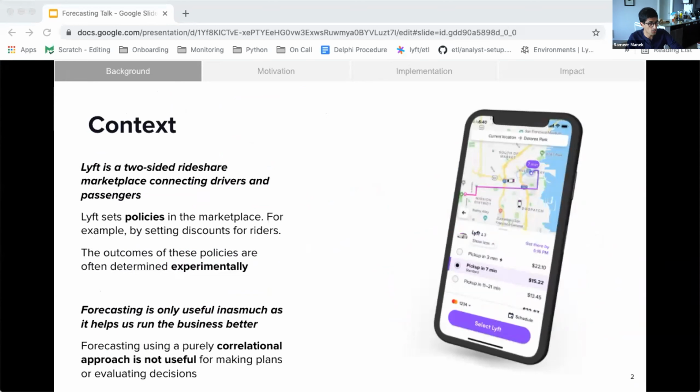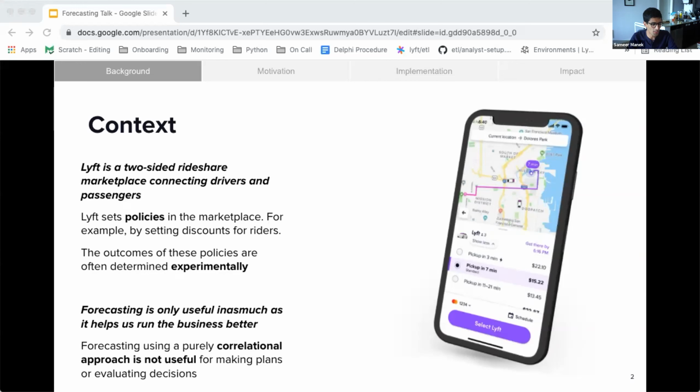Lyft is a two-sided rideshare marketplace focused on connecting drivers and passengers. In order to make the marketplace more efficient, we set a set of policies within the marketplace. For example, things like discounts for riders or additional incentives for drivers. And in general, these policies are determined experimentally. So we have a good causal understanding about the relationship of setting driver incentives to incremental driver hours, for instance.